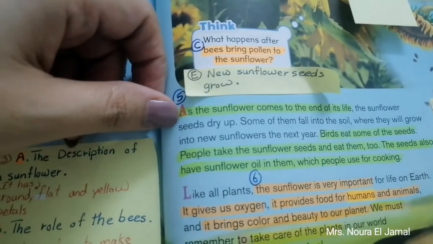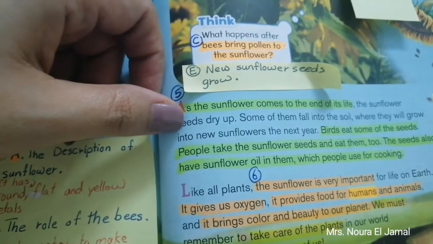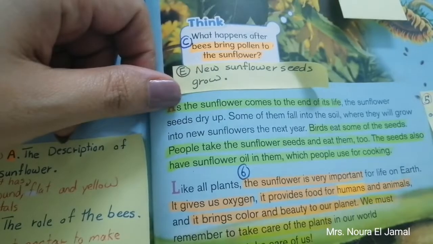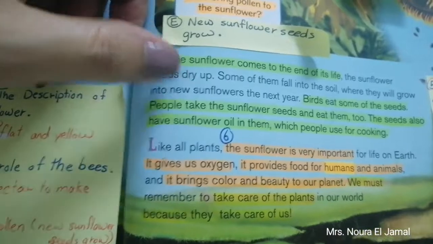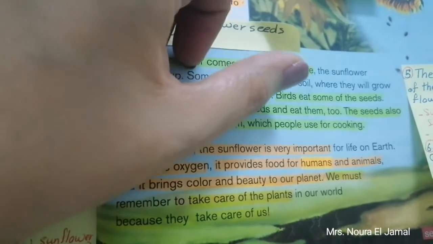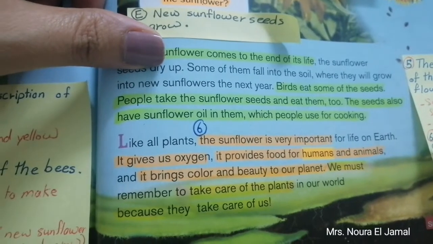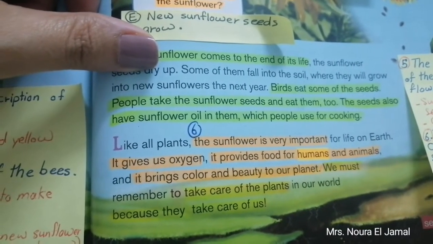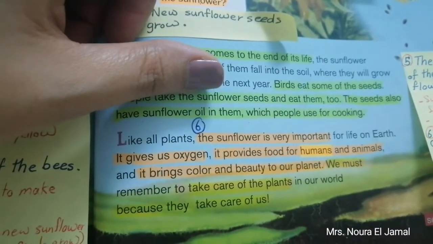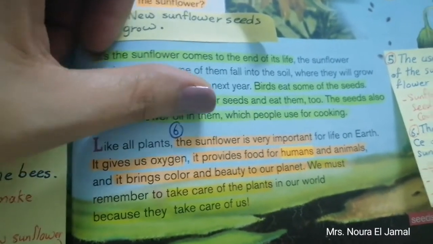Here, the fifth paragraph. Concentrate. As the sunflower comes to the end of its life, the sunflower seeds dry up. Some of them fall into the soil, where they will grow into new sunflowers the next year. Birds eat some of the seeds. People take the sunflower seeds and eat them too. The seeds also have sunflower oil in them, which people use for cooking.